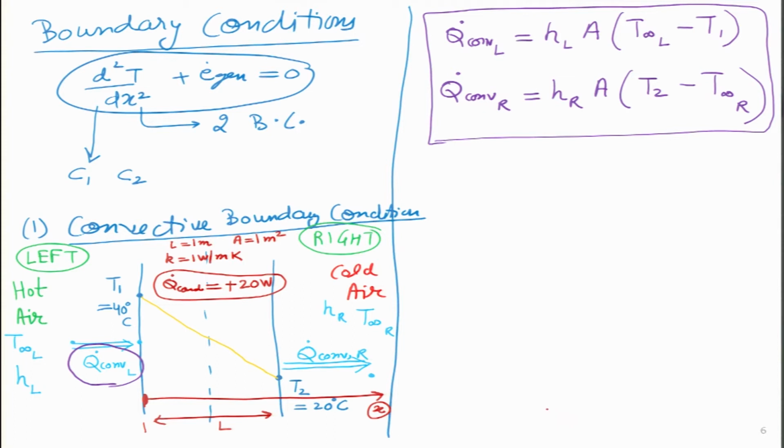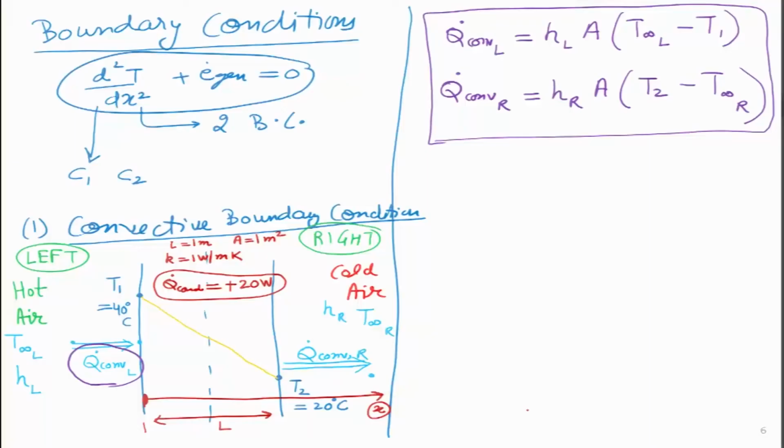Let me recall what we are trying to do. We are trying to figure out the different types of boundary conditions that we can apply, and we are looking at the first case, which is the convective boundary condition. In that one we are assuming that air is present on both sides of the wall, with properties T infinity L and H L on the left side, and T infinity R and H R on the right hand side.